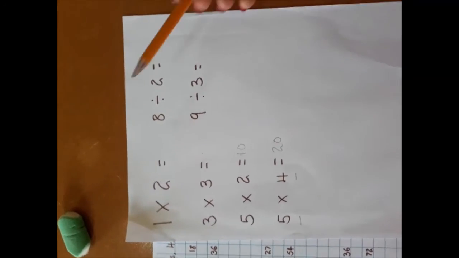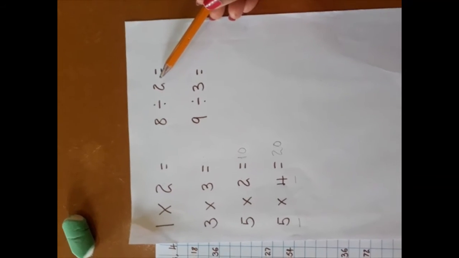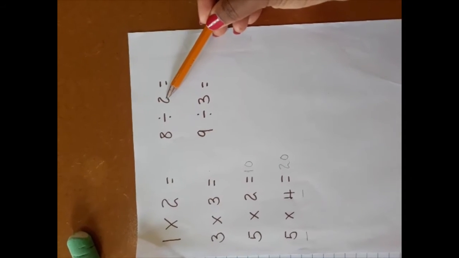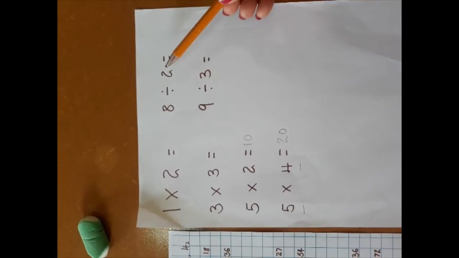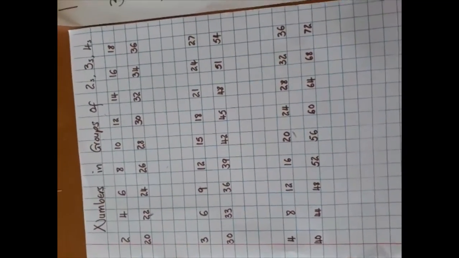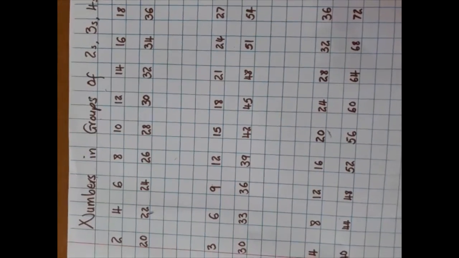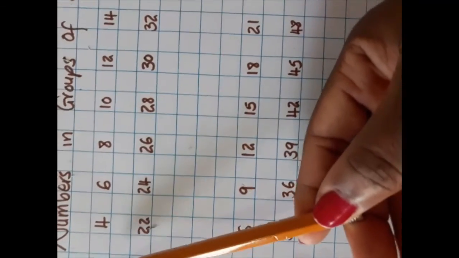So here is 8 divided by 2. Here it simply means count in groups of 2s up to 8. So remember, you already have your number chart where you have already written numbers in groups of 2s. So let's count in groups of 2s up to 8.